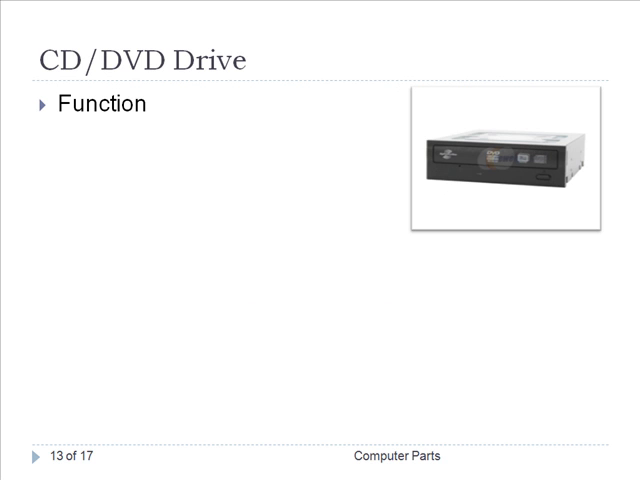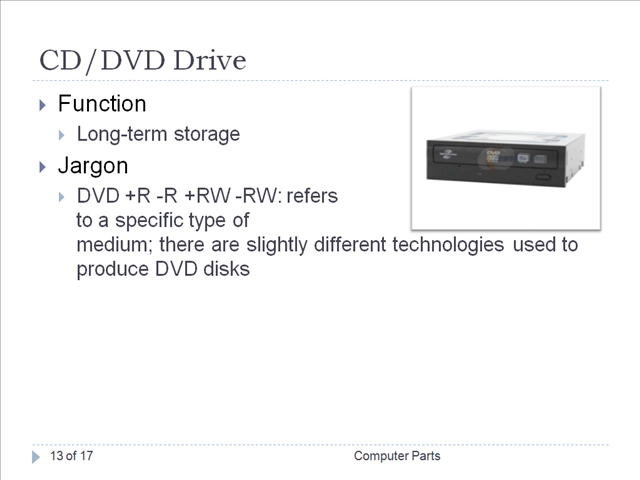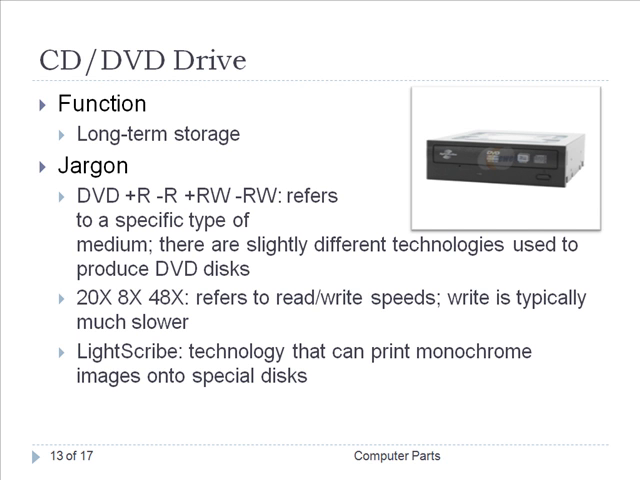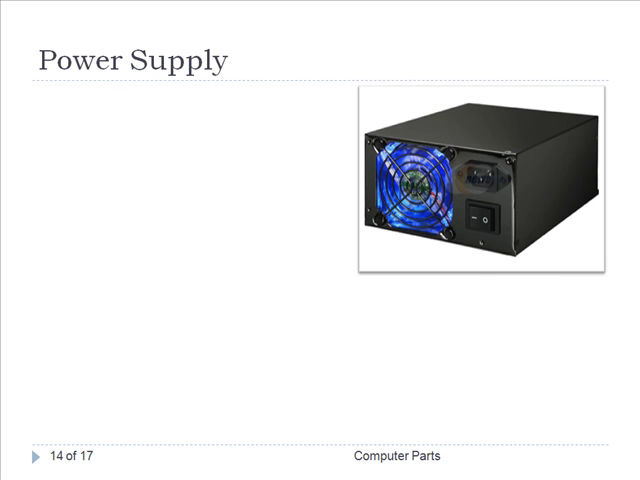Okay, CD DVD drive provides long-term storage. They have plus R, minus R. These are the different types of disks that can work in the CD DVD drives, and they provide different functionality. You want to look at the speeds of your CD DVD drive. Obviously, faster is better. LightScribe is a technology that if you flip the disk over inside of your drive, you can write stuff on it. Kind of cool.